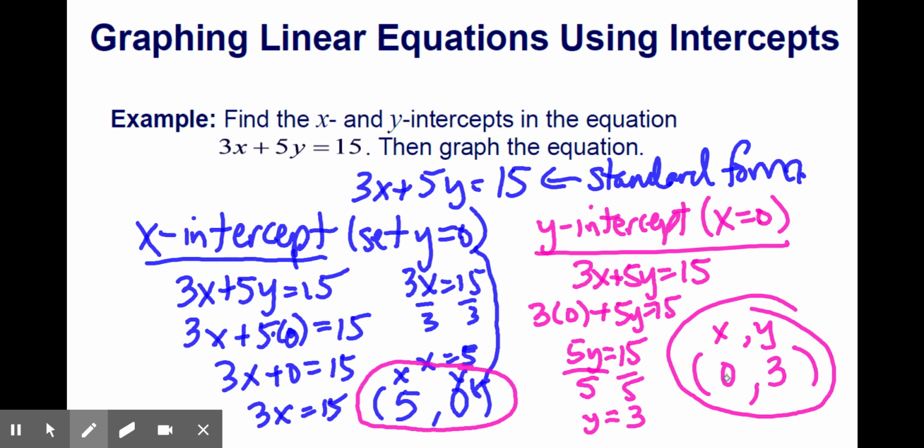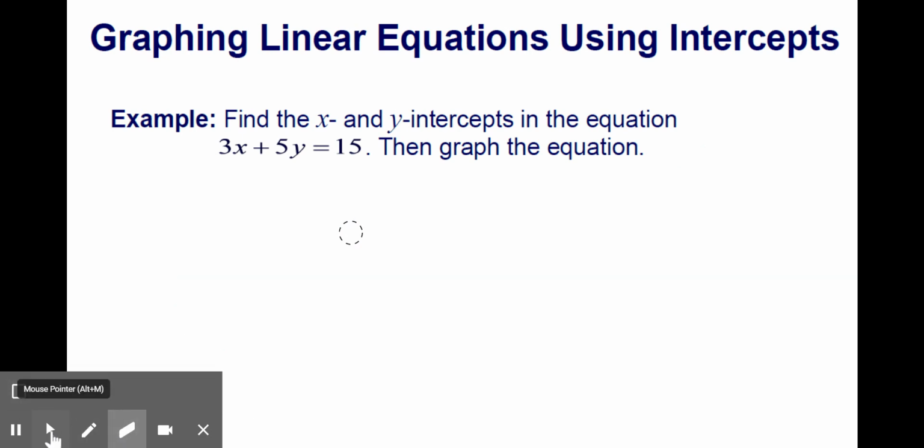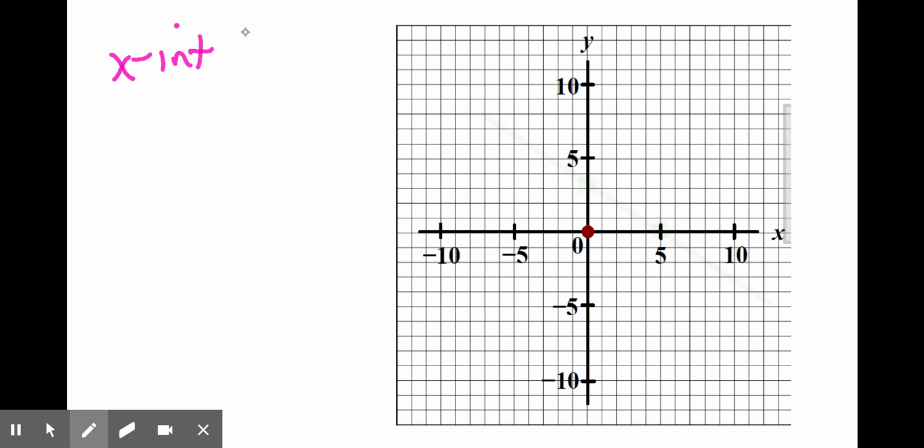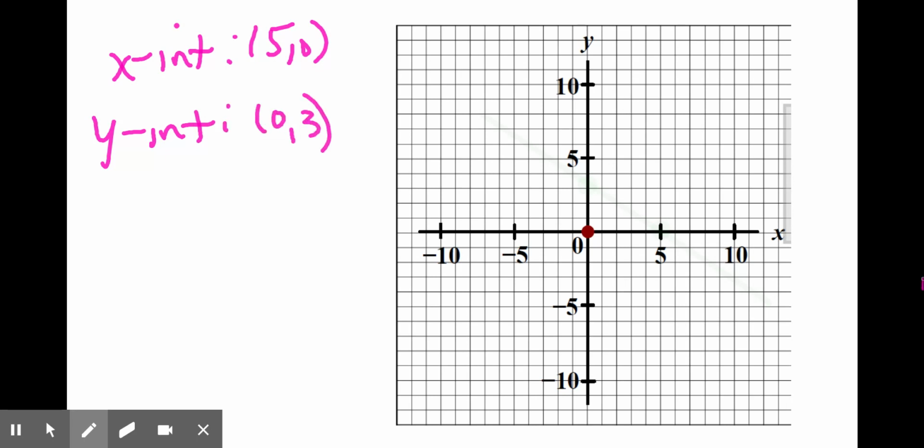So let's go on to the next slide here. There's a graph here for us to use. We have our x-intercept. Let's just rewrite what we had again. The x-intercept was 5, 0, and our y-intercept is 0, 3. So let's go and graph. We're going to go over 5 units. Okay, don't go up or down, put a point there. And then we're going to go up 3, make a point.